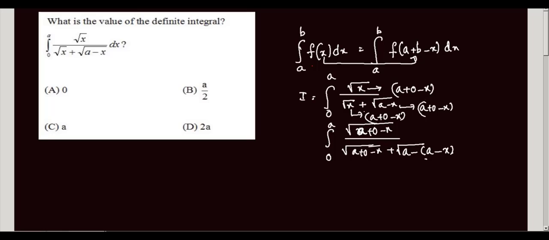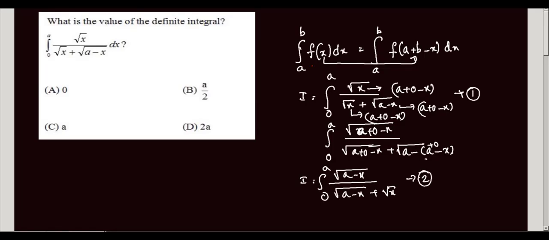So now I equals integral 0 to a of root of a minus x by root of a minus x plus root x. This is equation 1, and if I add this equation 2, I equals integral a to b f of x dx, which is also equal to I. So adding both, 2I equals integral 0 to a of root x plus root a minus x.